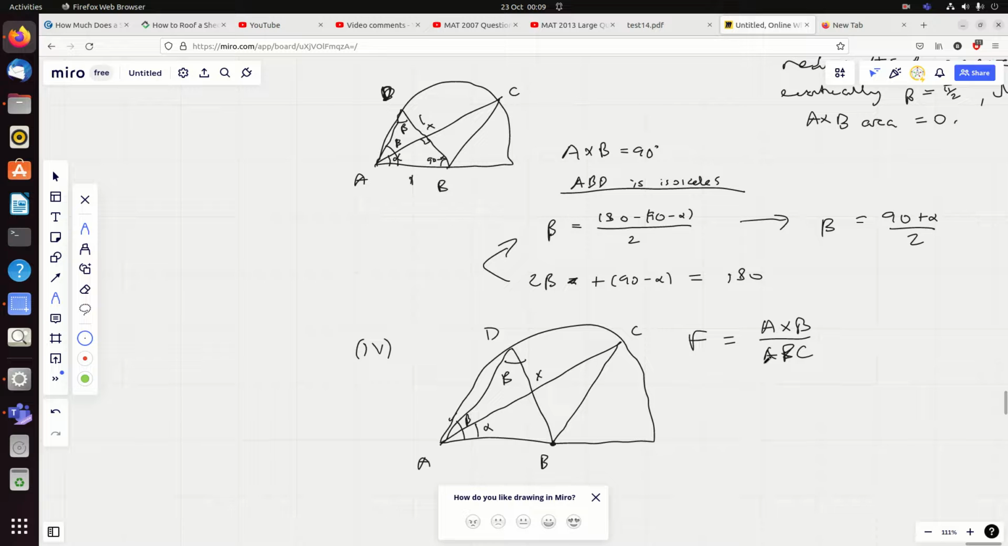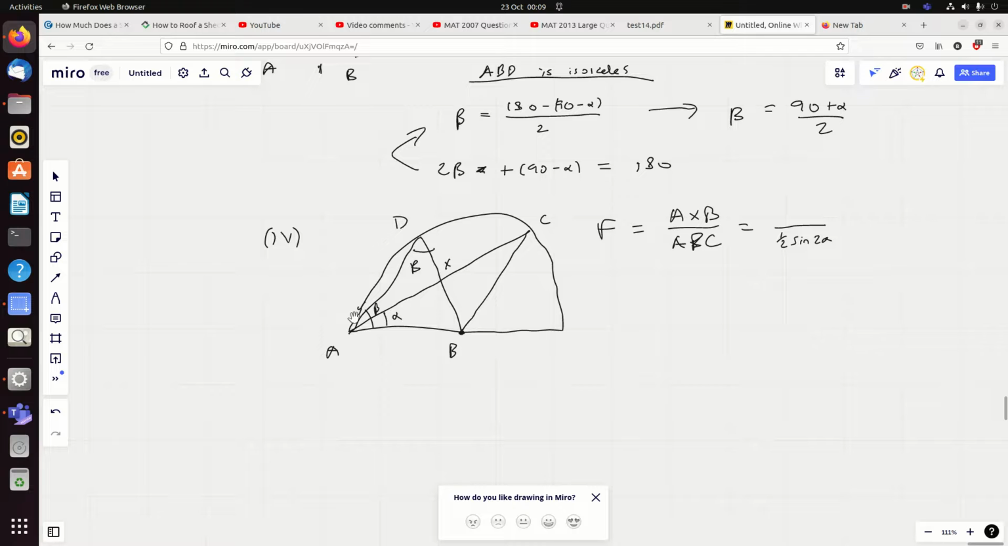Now, the ABC triangle earlier, we already found out was a half sine 2 alpha. So that's good news. So it's really just the AXB triangle which we've got to get sorted out. Now we can't treat this as a right angle anymore. It didn't say that, that was just in the specific case where f is a half. So we need the general case.